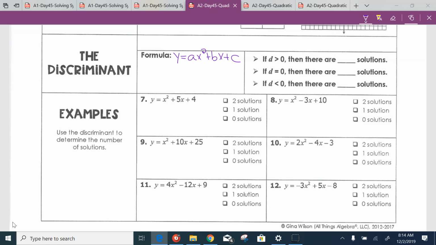And y is on the very other end. In order to use it, the equation is going to be your b squared minus 4.